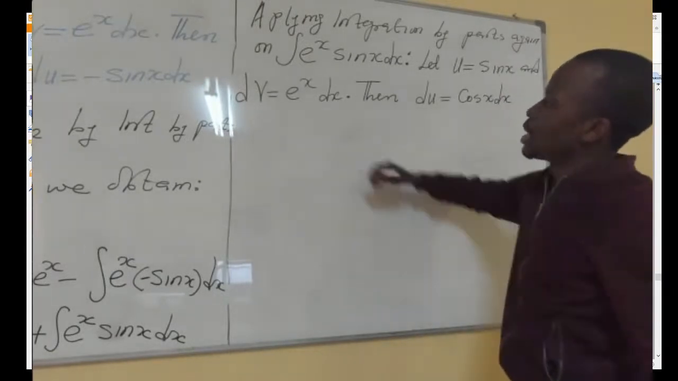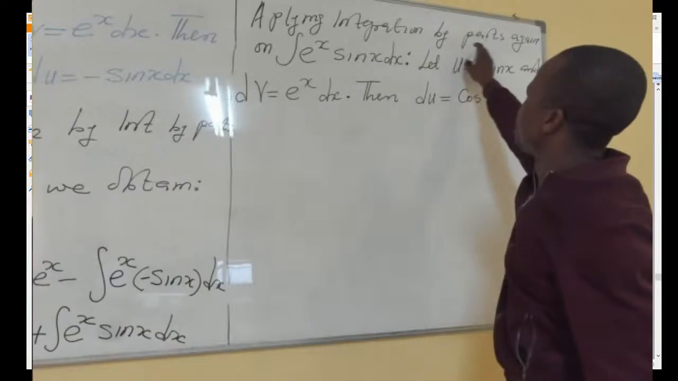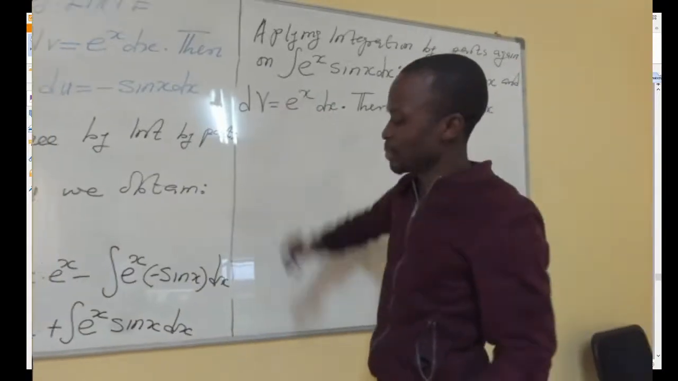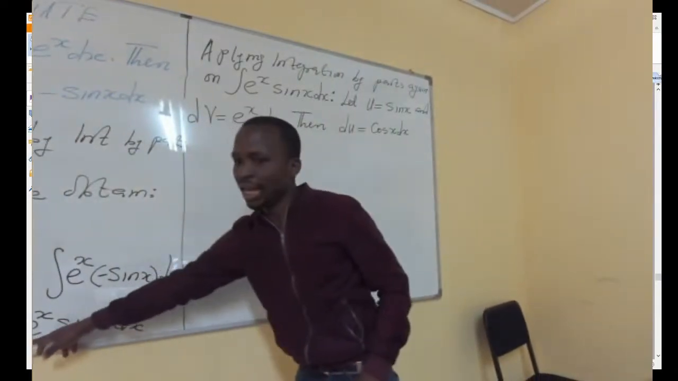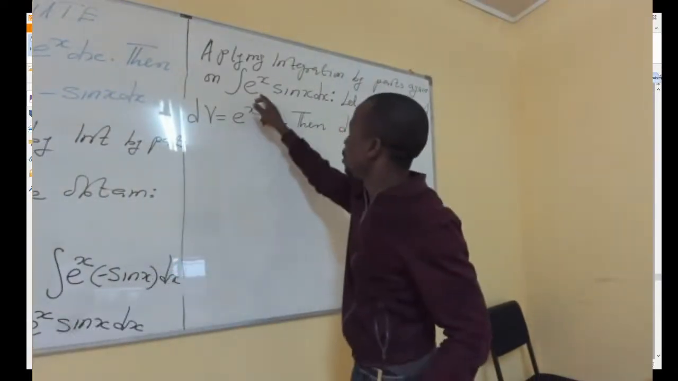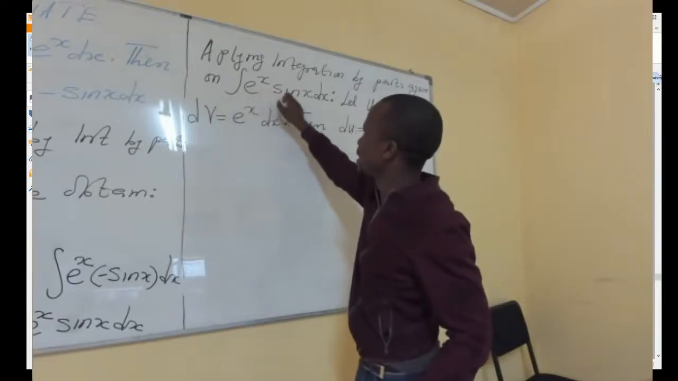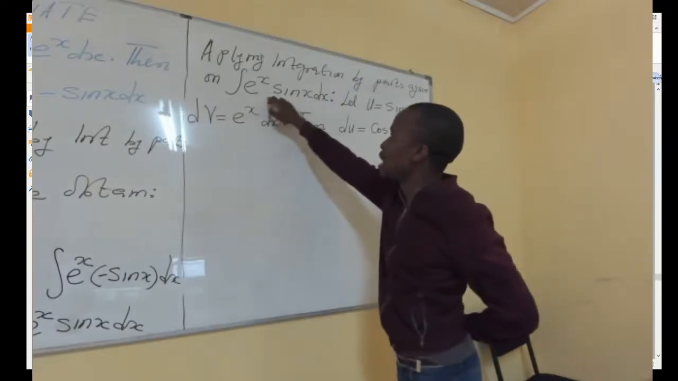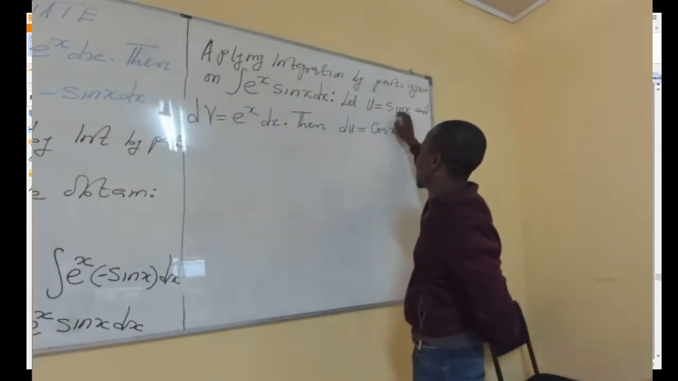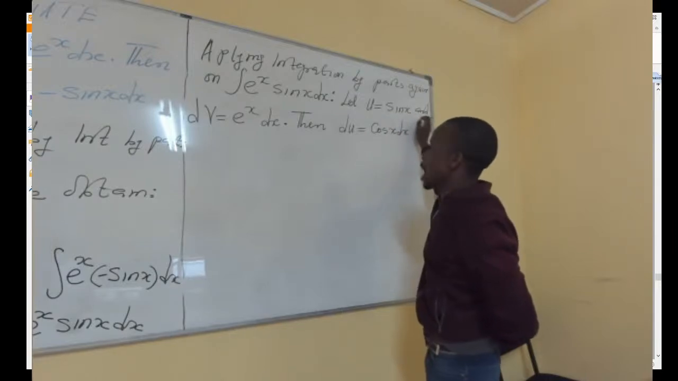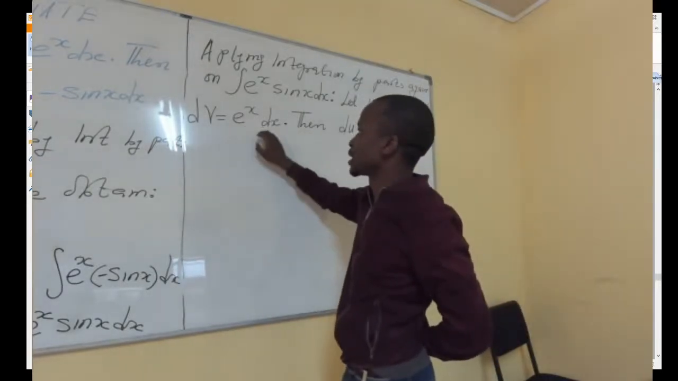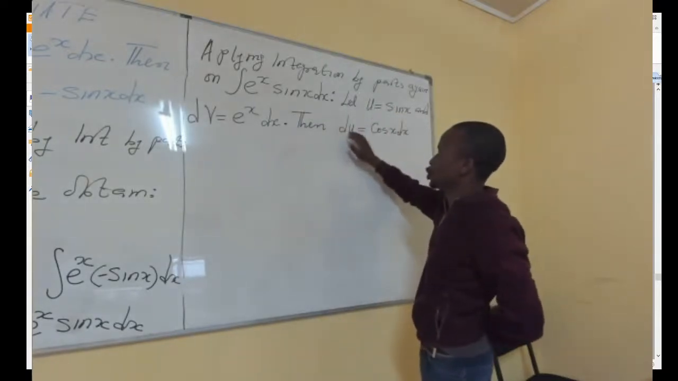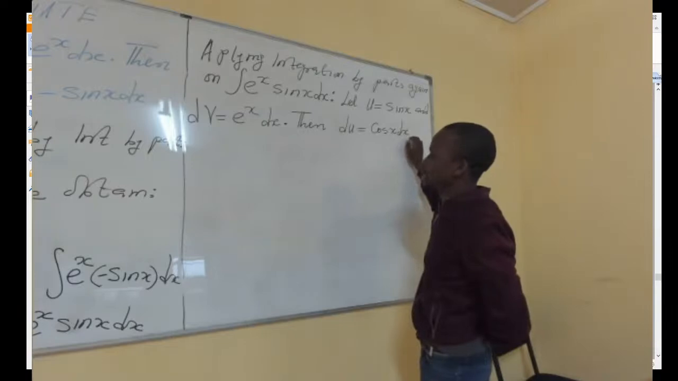So what I was saying is we apply integration by parts again, this time on the right-hand side, on the integral of e to the power x sine x dx. In this case, our u will be the trigonometric function sine of x, and our dv will be equal to e to the power x dx. Then when you differentiate u with respect to x, you get du equal to cos x dx.